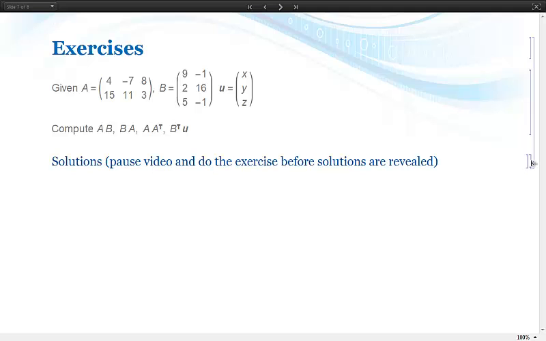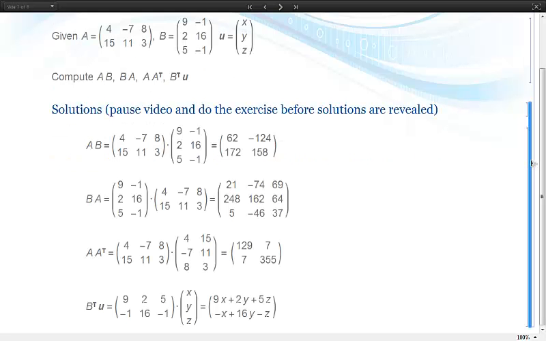Okay, so hopefully you paused the video and worked those exercises by hand and maybe verified with the calculator. Let's see what the answers are. If I multiply the matrix A, which is 2 by 3, by the matrix B, which is 3 by 2, I get a 2 by 2 answer. And just to verify, the first dot product that gives the first answer would be 4 times 9 minus 7 times 2 plus 8 times 5, and that indeed gives 62.